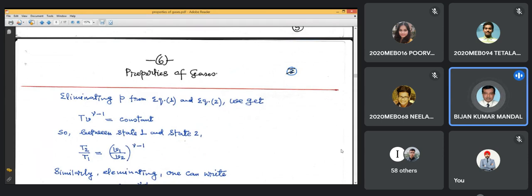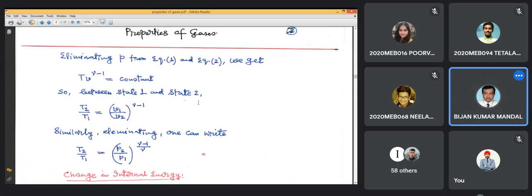So that is the relation between temperature and volume; previously it was between pressure and volume. So again we can write T2 by T1 is equal to V1 by V2 to the power gamma minus 1. And also, eliminating V, you can get the relation between T2 by T1 and pressure. You need some simple mathematics. So this is another relation, T2 by T1 is equal to P2 by P1 to the power gamma minus 1 by gamma. So this is a very important relation in that sense.